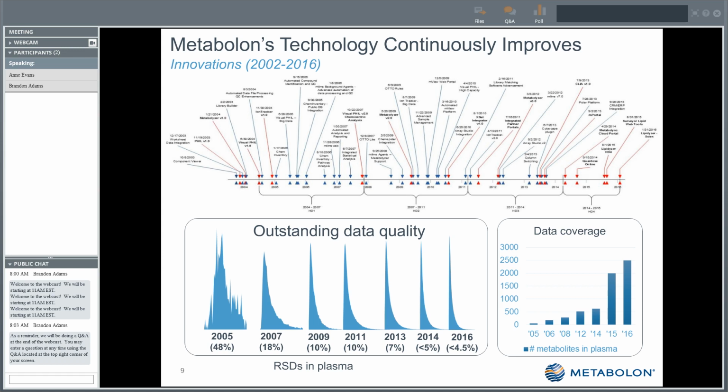And what you can see is that back in 2005, we were not doing so great, right? In a technical replicate of human plasma, we had an average RSD of 48%, and we were only detecting about 100 compounds. But over the years, we've monitored this process. We've put various hardware as well as quality control processes in place, such that as of 2016, you can see we've got a very nice distribution where the average CV for the molecules we're detecting is less than 5%, and we can do that while detecting and identifying between 2,000 and 2,500 molecules.